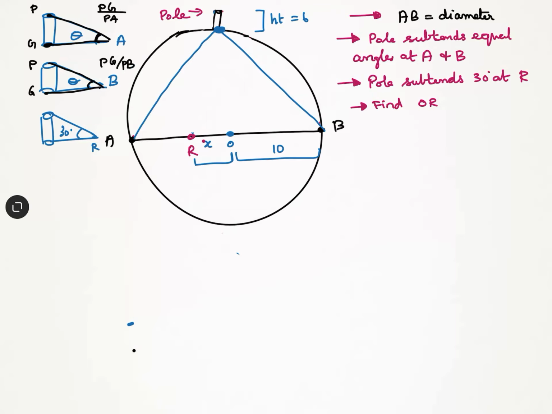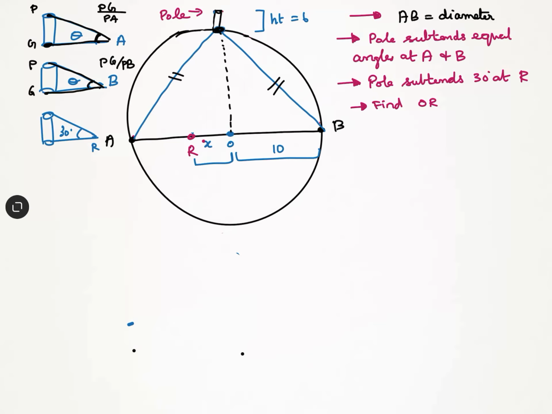Therefore, PG by PA will be equal to PG by PB. In other words, PA is equal to PB. So what they are trying to say is the pole is equidistant from both the ends of the diameter. If the pole is equidistant, basically this particular pole is at the center of this particular semicircular arc. If I take a semicircular arc AB, exactly the midpoint of the arc is where the pole is.